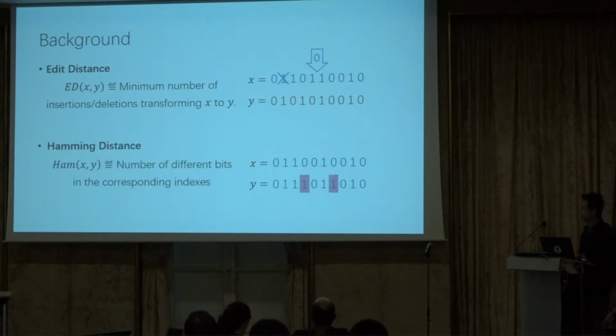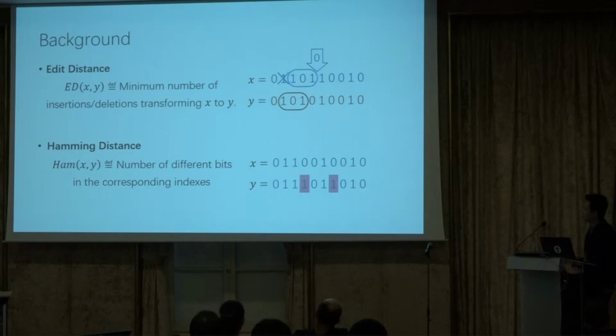Another metric we will use is the Hamming distance. Also suppose you have two binary strings x and y. The Hamming distance is defined as the number of different bits at the corresponding indexes. For the example on the right, the Hamming distance between x and y is 2.